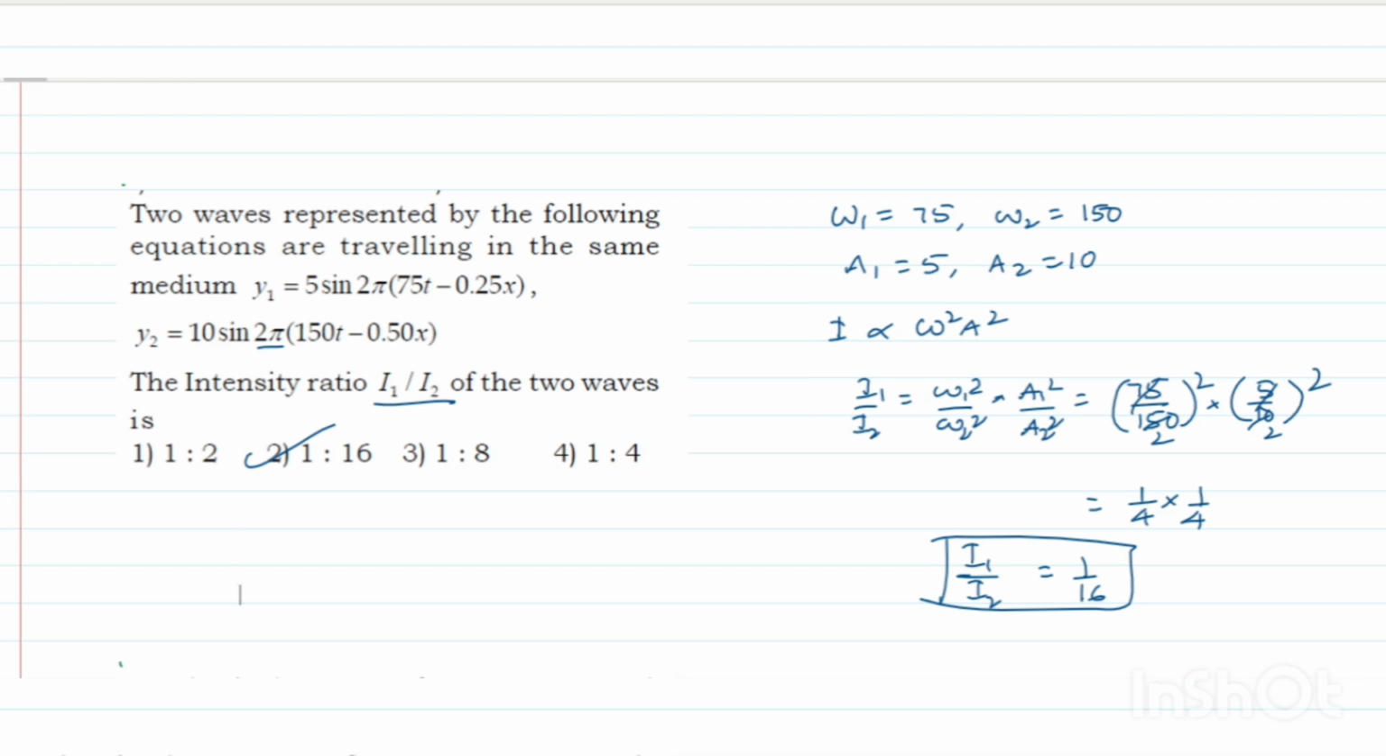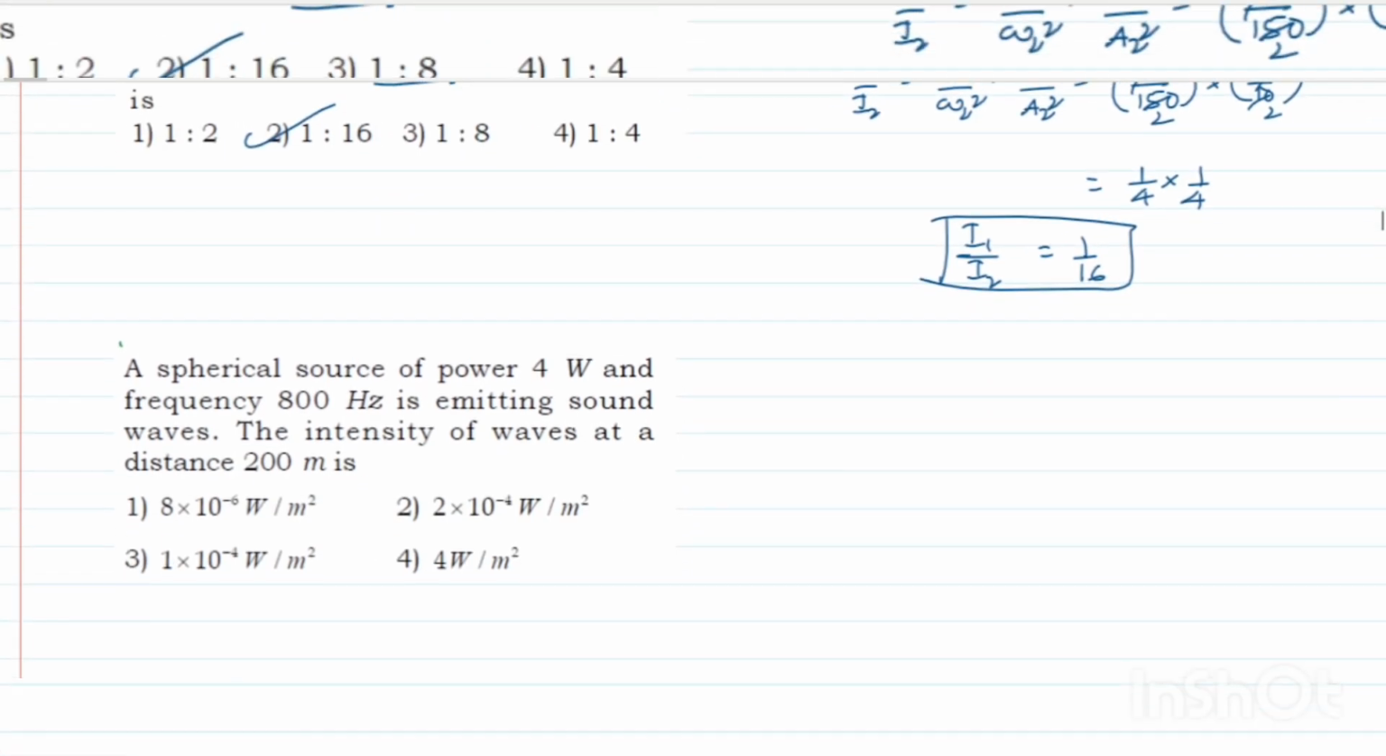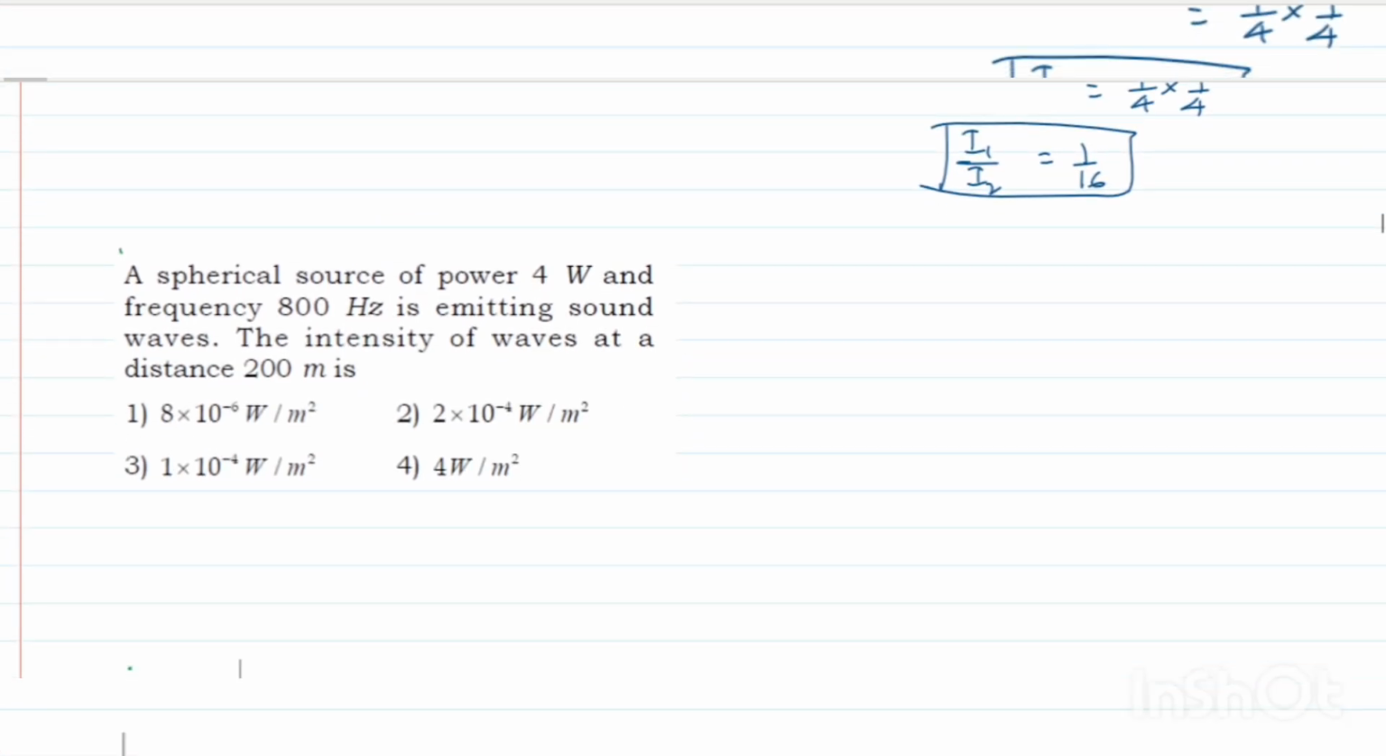Now let us see the next question, students. A spherical source of power 4 watts and frequency 800 Hz is emitting sound waves. The intensity of the wave at a distance of 200 meters. So a spherical source of power is given, and it is emitting waves with frequency 800 Hz. Now here we need the intensity of the wave at a given distance.